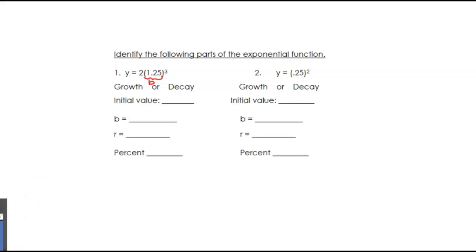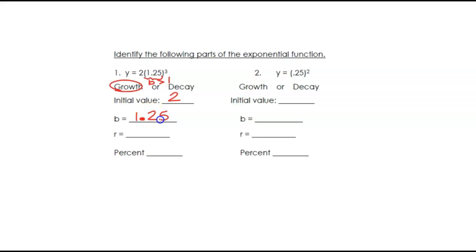And it's 1.25, which means it's greater than 1. It must be growth. Good. b is greater than 1. What is the initial value in this exponential function? 2. 2 is that initial value because it's out in front right here. What is the b value? 1.25.